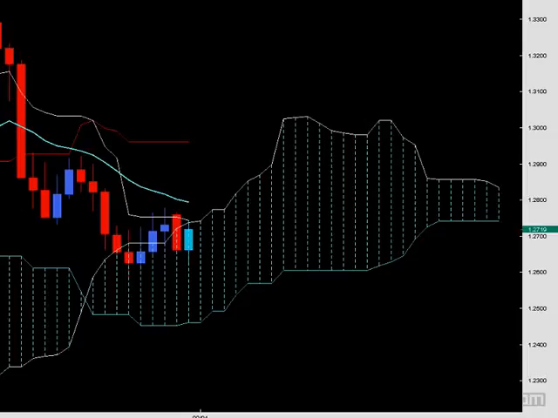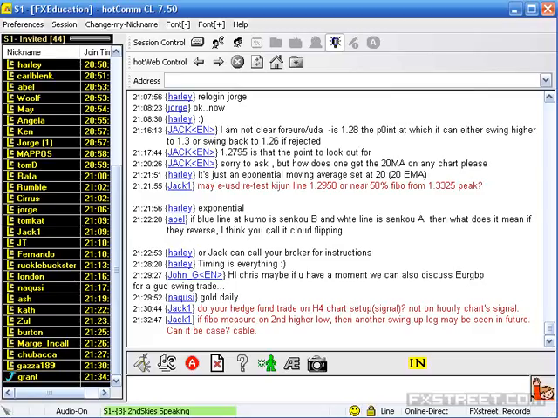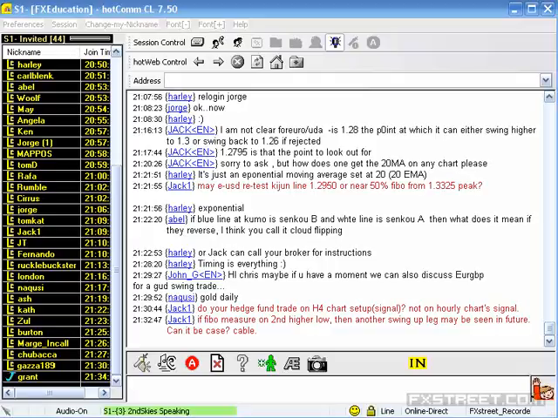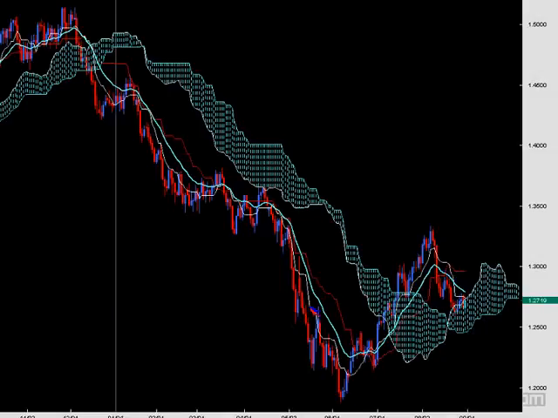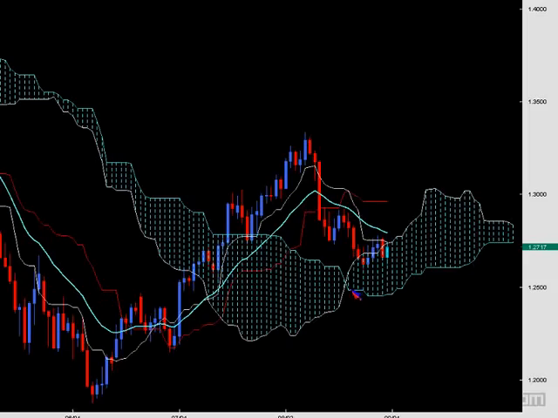Abel has a question. If the blue line at the Kumo is Senkou B and the white line is Senkou A, then what does it mean if they reverse? I think you call it cloud flipping. It doesn't necessarily mean anything. It can mean something, but it's not consistent enough to really make it a study. The tests really don't show that cloud flipping is anything significant. I couldn't find any advantage, any edge, or any statistics showing that when the cloud flips, it can likely indicate a turning point or not.